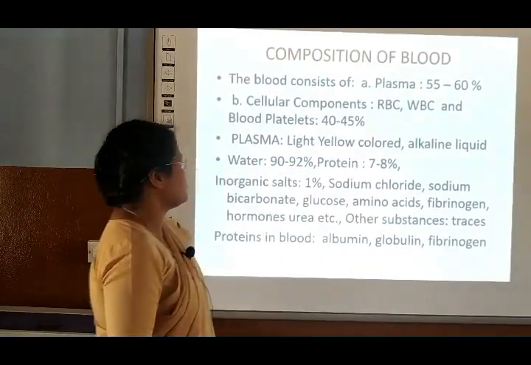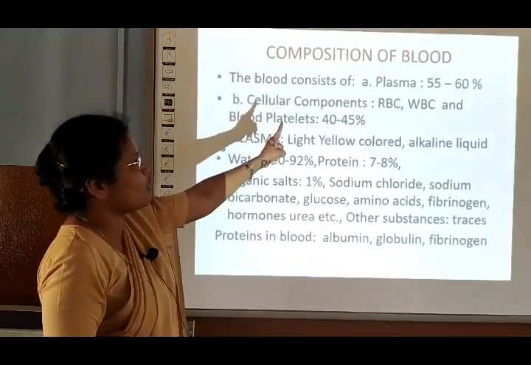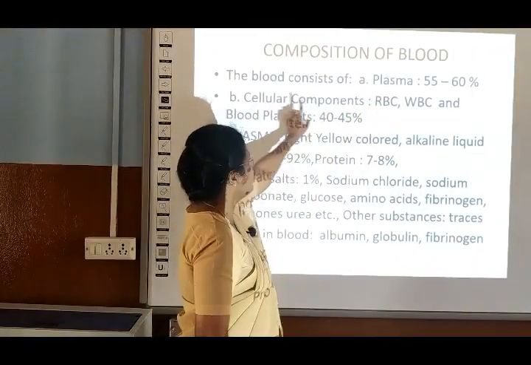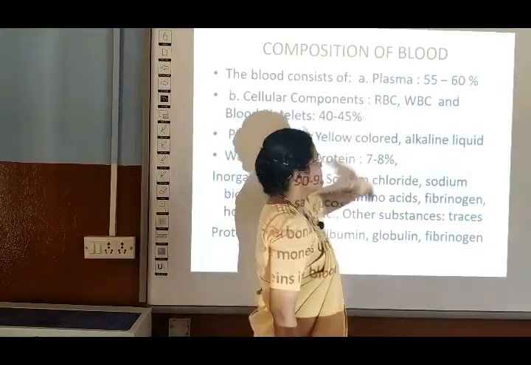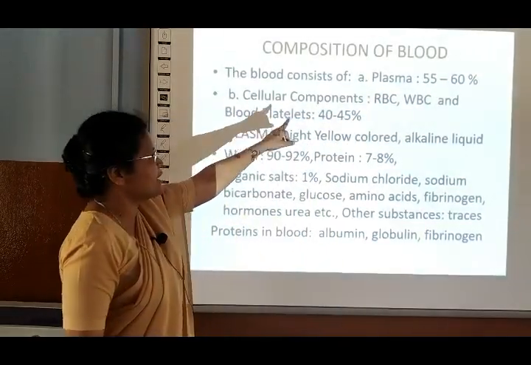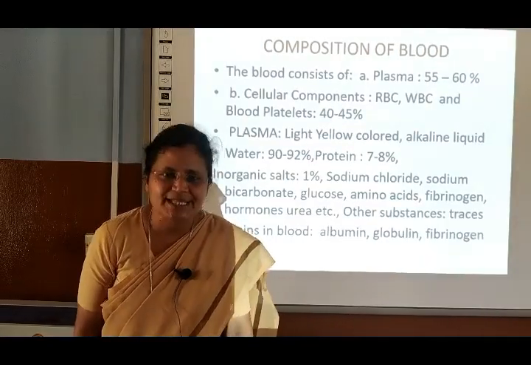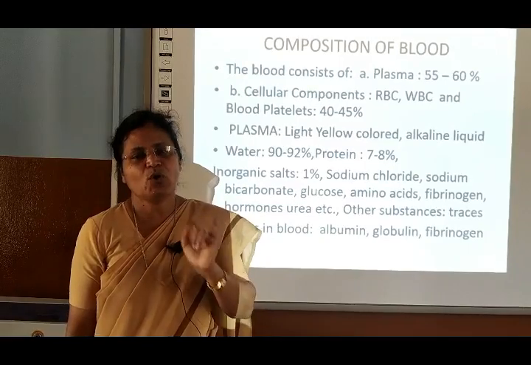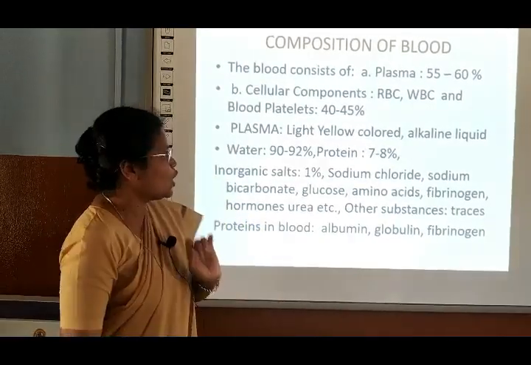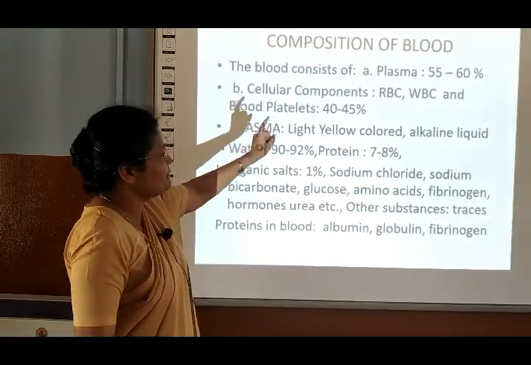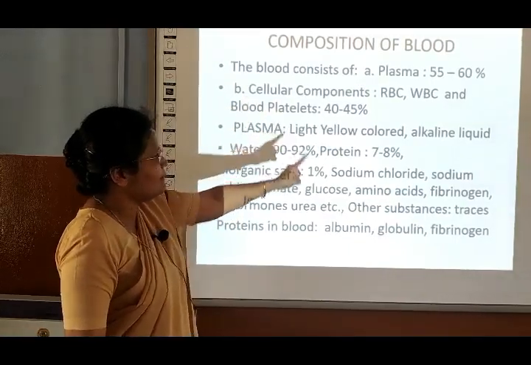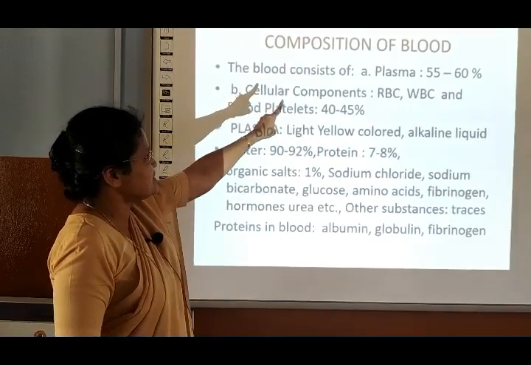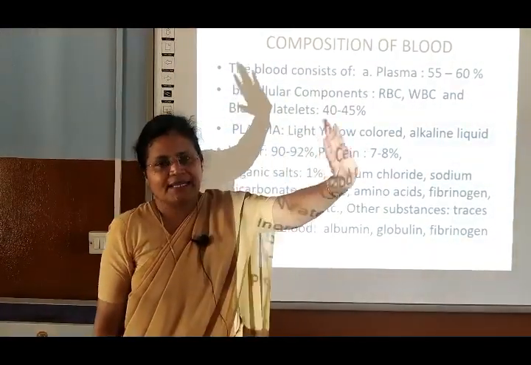Now we get to the composition of blood. The blood consists of 2 main things. Number 1, plasma. Remember, the blood consists of A, plasma, and B, the cellular component, which is also known as corpuscles. Please remember, C-O-R-P-U-S-C-L-E-S, corpuscles. The cellular component or corpuscles are your RBC, WBC and blood platelets. Thus, the blood consists of plasma, which is nothing but pani, the water part.